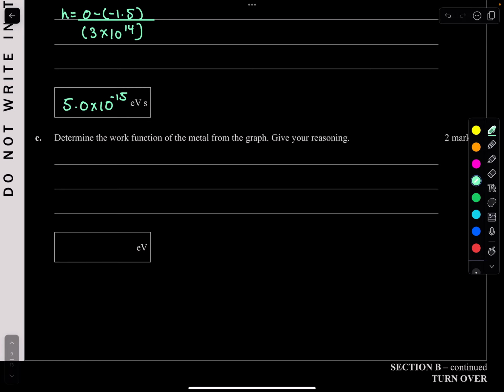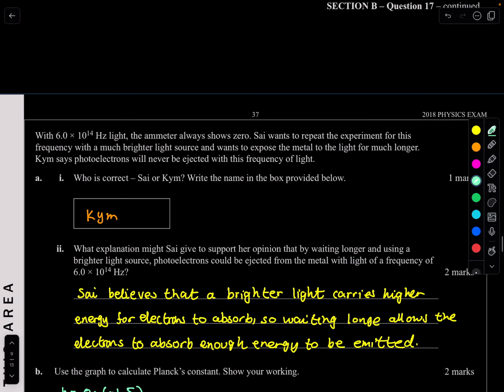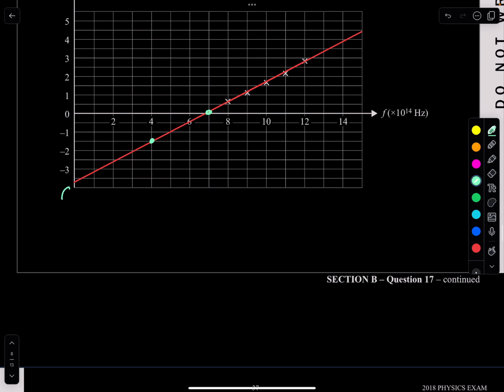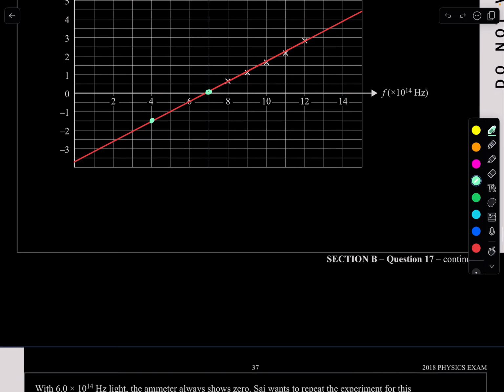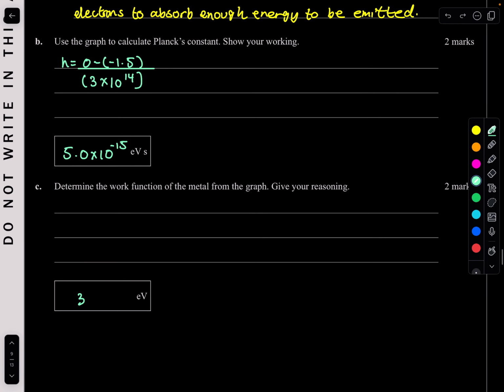Determine the work function of the metal from the graph, give your answer and reasoning. So the work function is just the y value. Just look at the y value here. It approximately is, I would say, 3.6 electrovolts. 3.6 electrovolts. And give your reasoning: the y value.